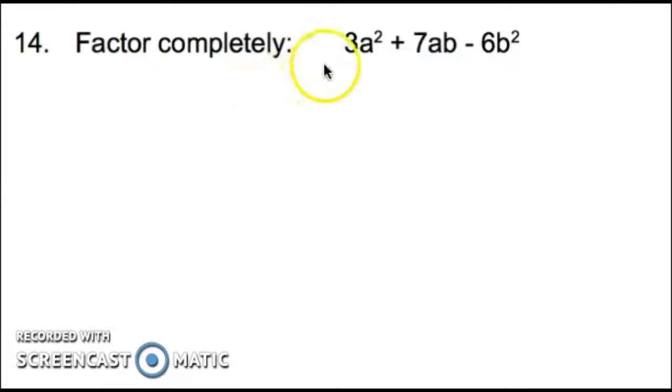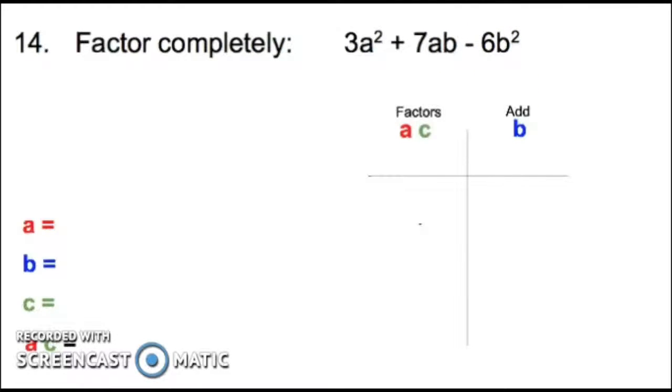14. Again, make sure there are no GCFs here, which in this one there isn't. So we write A, B, and C in our chart. So A is 3, B is 7, C is negative 6, and AC, negative 6 times 3, is negative 18. So negative 18 goes here, and 7 goes here.